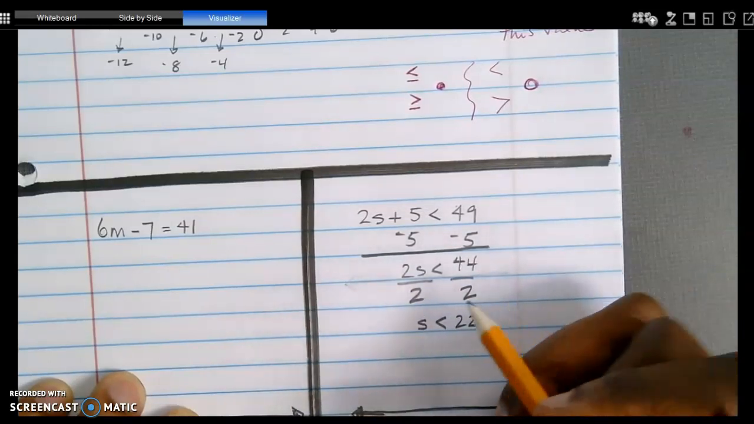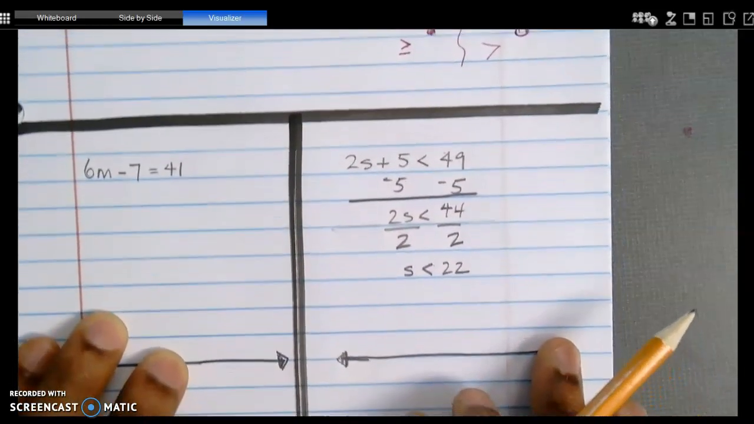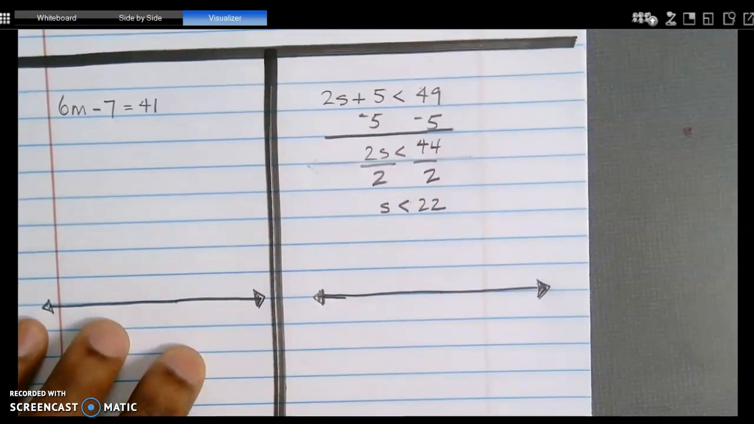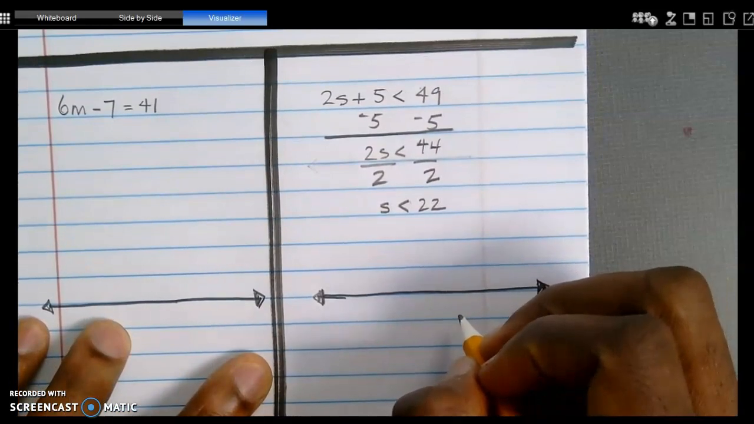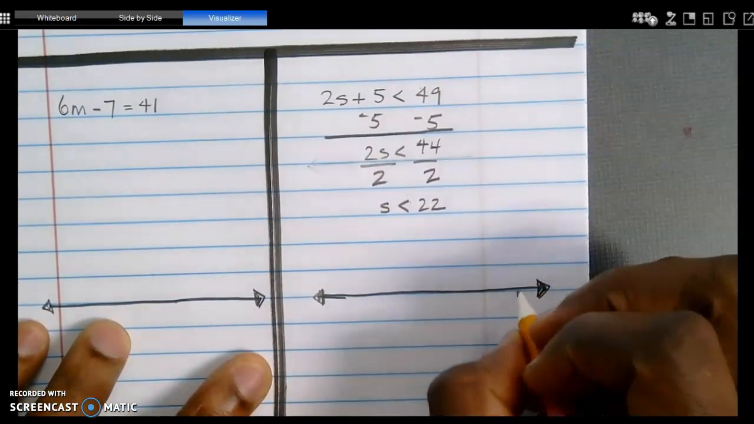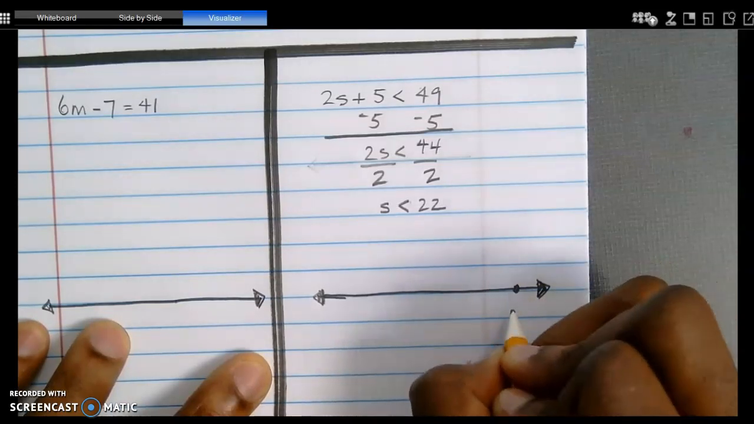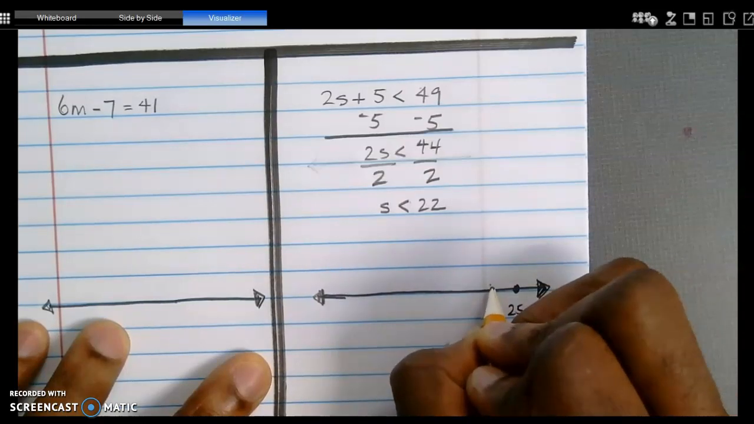Now, you might ask yourself, why didn't you flip the sign like you did before? This coefficient is not negative. The only time you do that with an inequality is if it's negative. Now, I'm going to make an appropriately sized number line. I don't always have to start my number line with 0, or 0 doesn't always have to be there. Okay, so I want to start my number line, say, with 25 maybe.